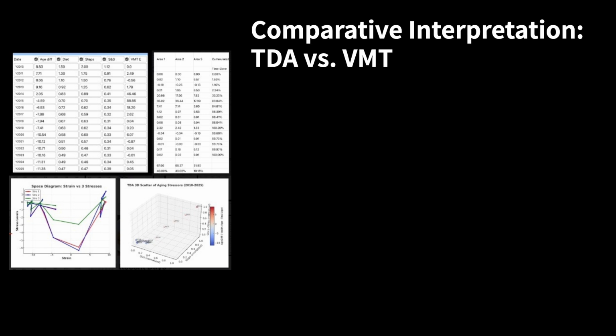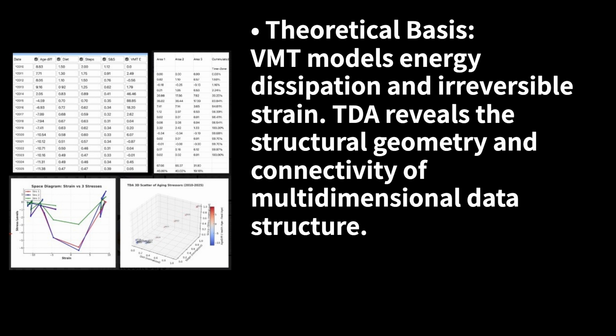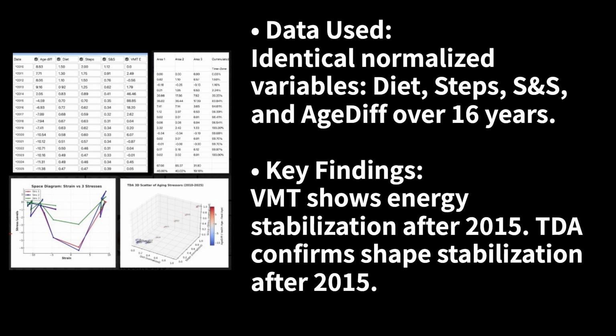Comparative interpretation: TDA versus VMT. Theoretical basis: VMT models energy dissipation and irreversible strain. TDA reveals the structural geometry and connectivity of multidimensional data structure. Data used: identical normalized variables, diet, steps, S&S, and age diff over 16 years. Key findings: VMT shows energy stabilization after 2015. TDA confirms shape stabilization after 2015.